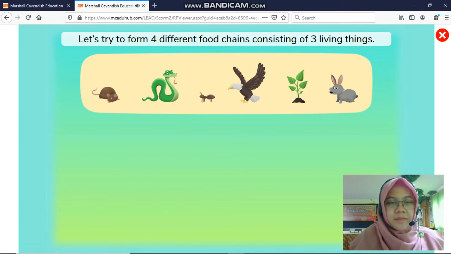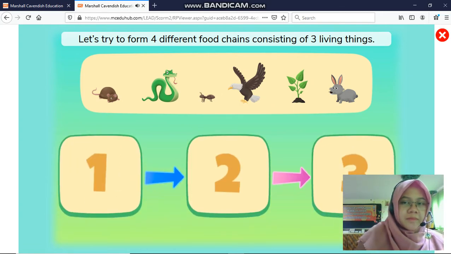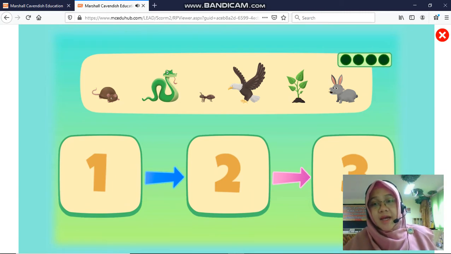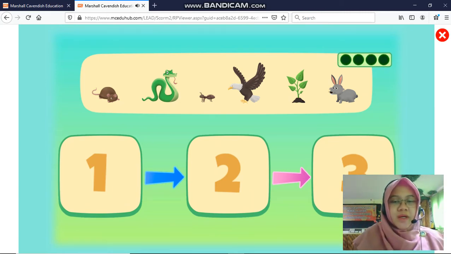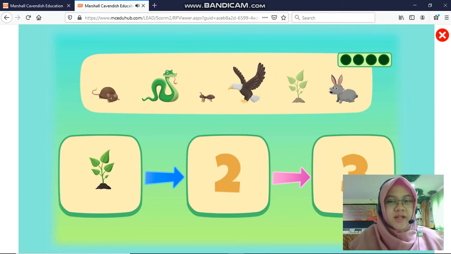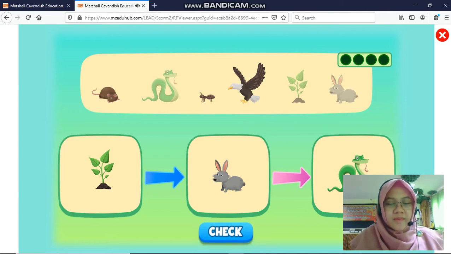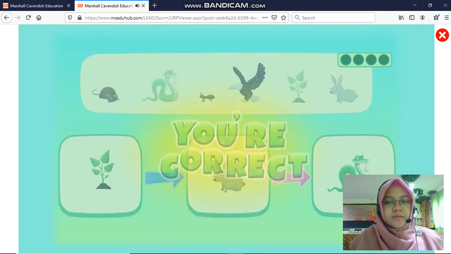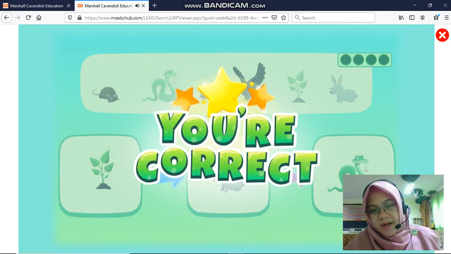Let's try to form four different food chains consisting of three living things. Oke, sekarang nambah ada 3. Oke, let's get started. Try to construct. The first is producers. Plant as the producer, and then the second is rabbit, and then after that snake. Snake eats rabbit. Rabbit eats plant. You're correct.